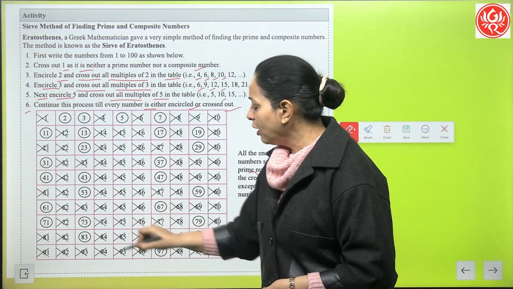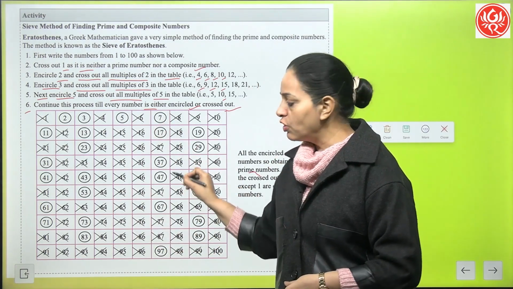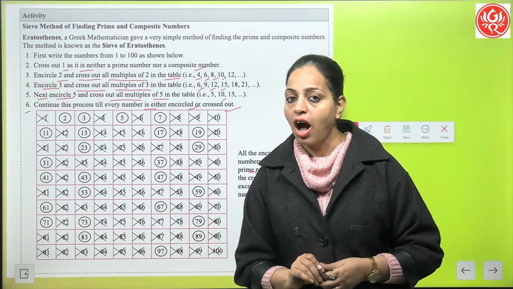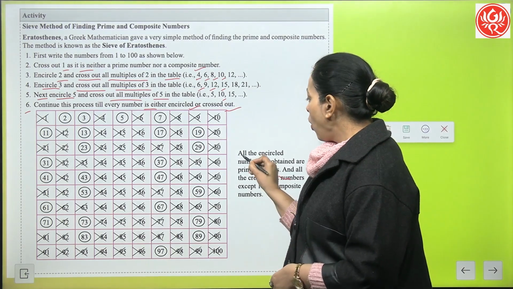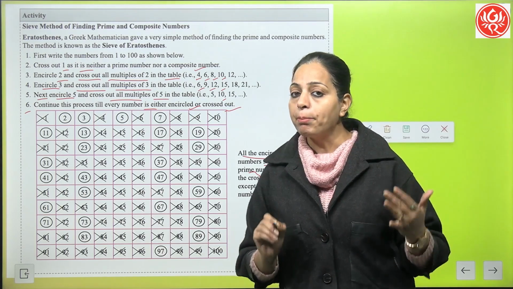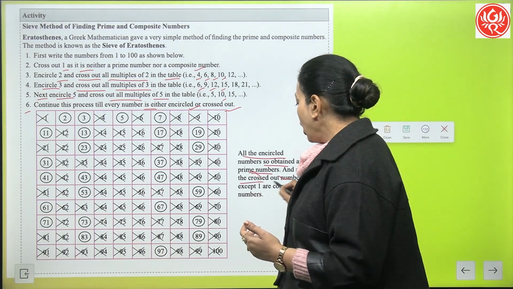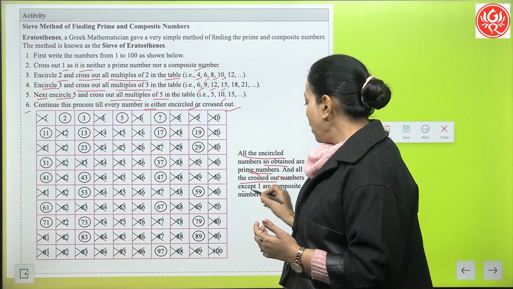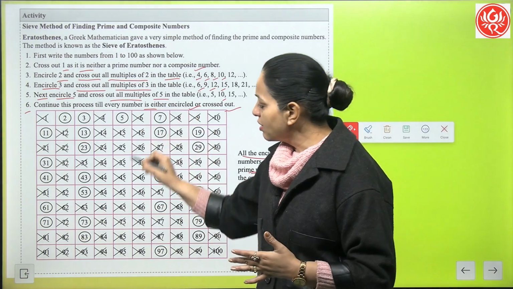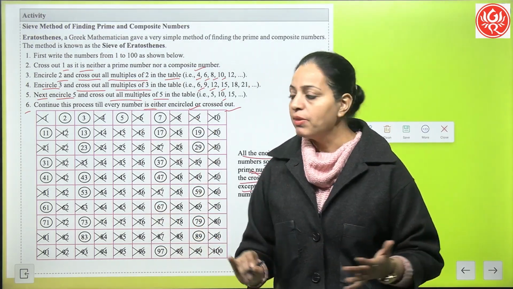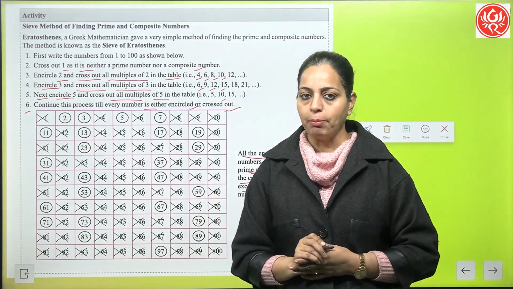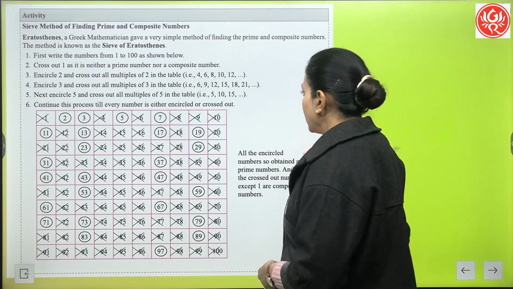Then what are we getting? We are getting some numbers which are in circles and so many numbers which are crossed out. So what are you getting? All the encircled numbers so obtained are prime numbers and all the crossed out numbers except one are composite numbers. So all the circled numbers are prime and the rest, leaving one, are composite numbers. So I hope this is clear to you.